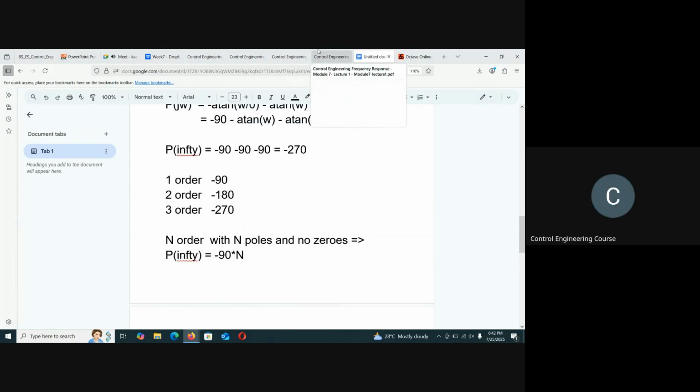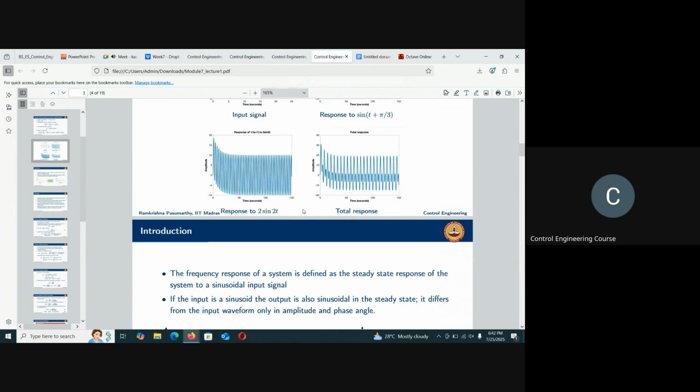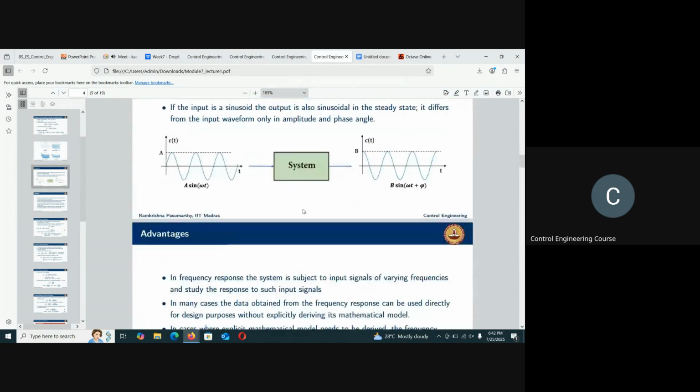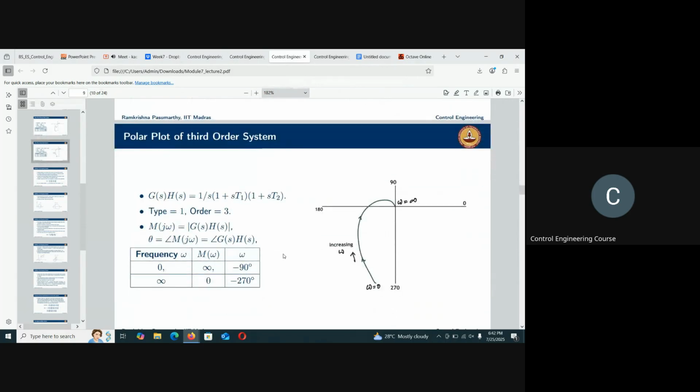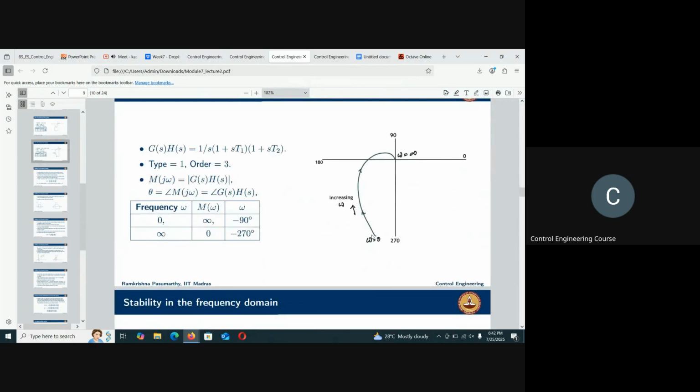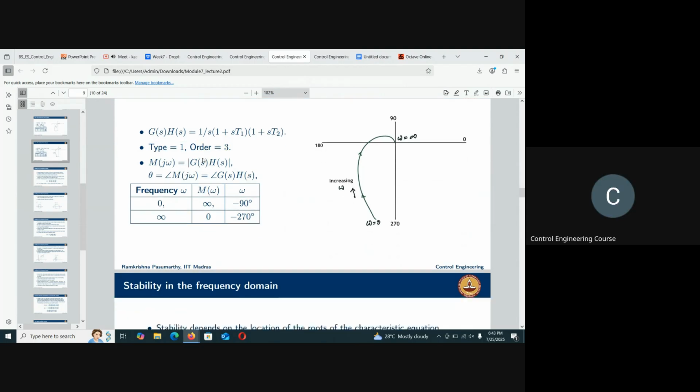So now let's see this. Yeah. So you understand this plot now, it starts at minus 90 because there is one pole at the origin. For the same reason, the real part is minus 1. And then it asymptotically ends up at plus 90, which is minus 270. Got it? Yes. So this system is type 1 and order 3.